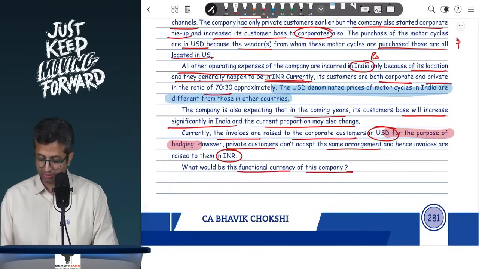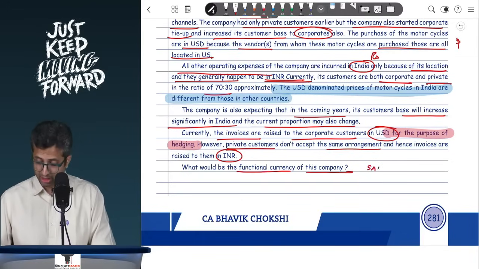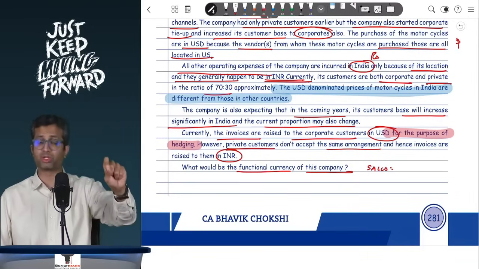What is the functional currency of this company? Well, for functional currency, you will determine the currency which influences the sales. It seems that corporate customers are in USD, but that is for the purpose of hedging.